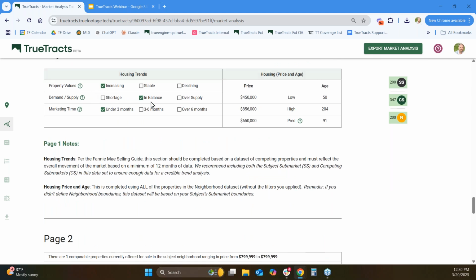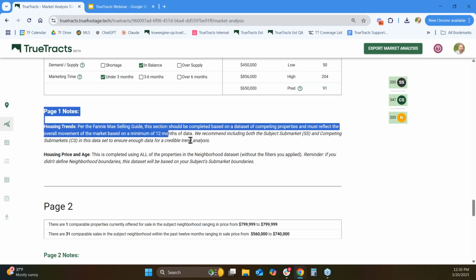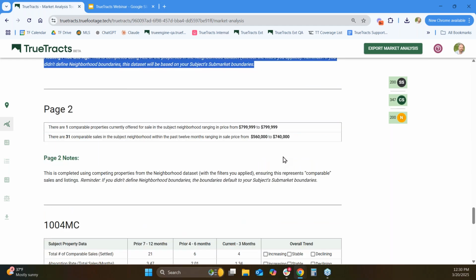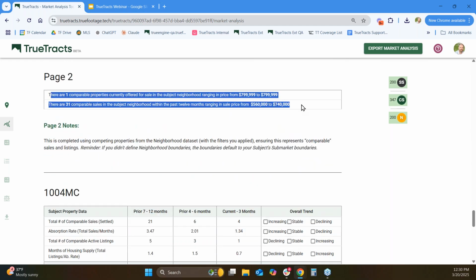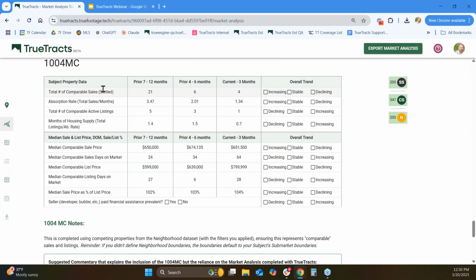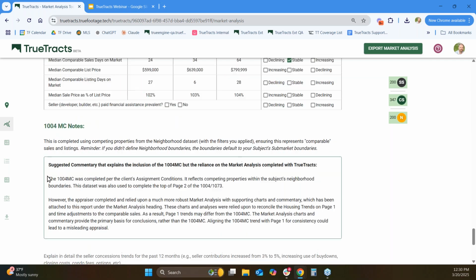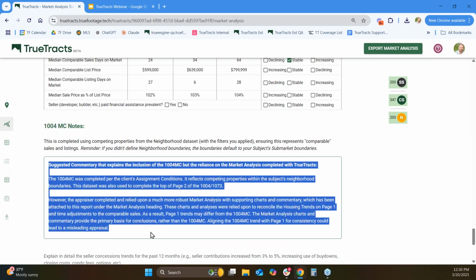We're going to fill out your housing trends based on your decisions you made on those first 3 charts. We're going to fill out your housing price and age on page 1. We have some guidance here to help you understand what that data is based on. We're going to fill out top of page 2. We're going to fill out your 1004MC. This is dynamic. We're going to give you other additional commentary.